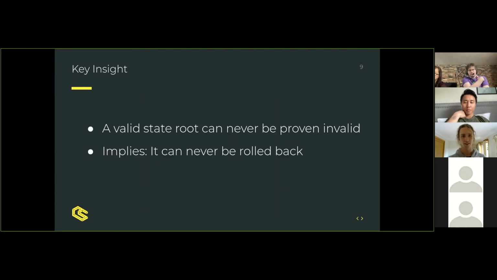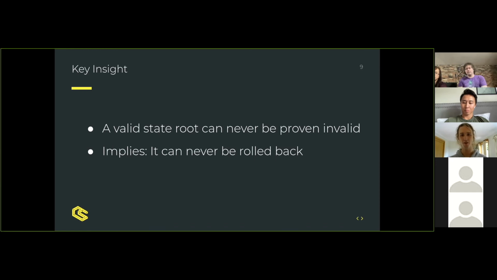So there is one really key insight, and this was the insight that made me go, yeah, that's cool, and I should present this at the meetup. And this insight is that a valid state root can never be proven invalid. And the implication of this is that a valid state root can never be rolled back. And so the chain can't know if a state root's valid without actually executing the transitions on chain.